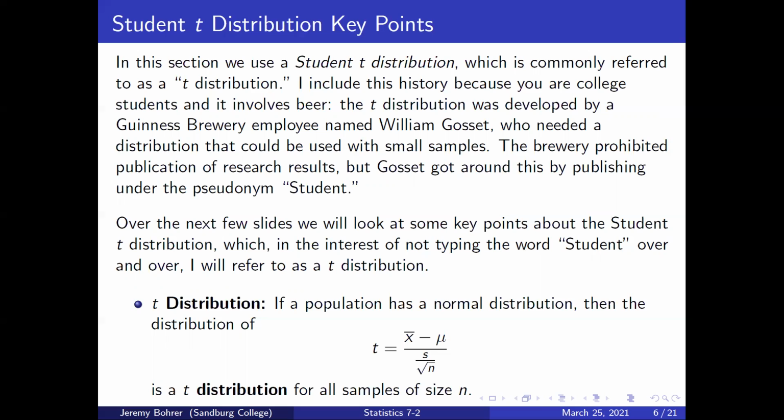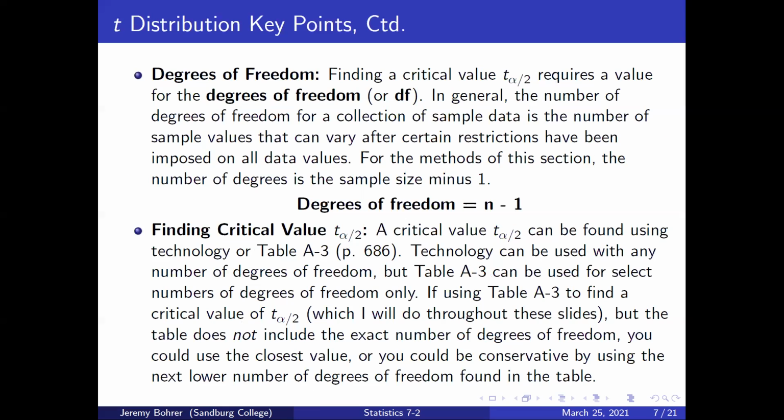Over the next few slides, we will look at some key points about the student t distribution, which, in the interest of not typing the word student over and over, I will refer to as a t distribution. T distribution: if a population has a normal distribution, then the distribution of t equals x bar minus mu over s over the square root of n is a t distribution for all samples of size n.